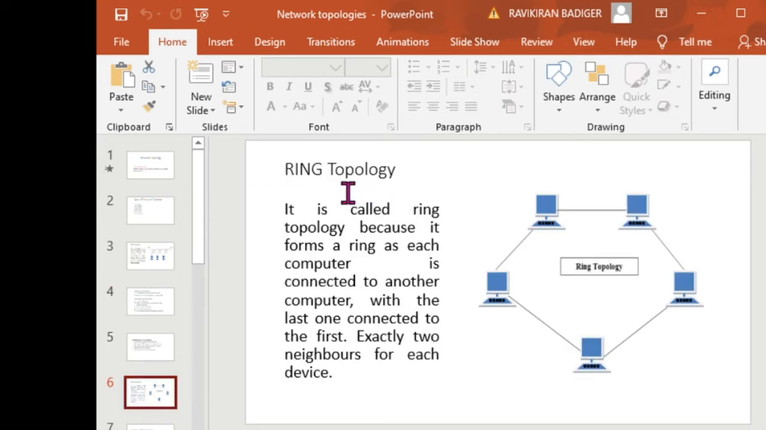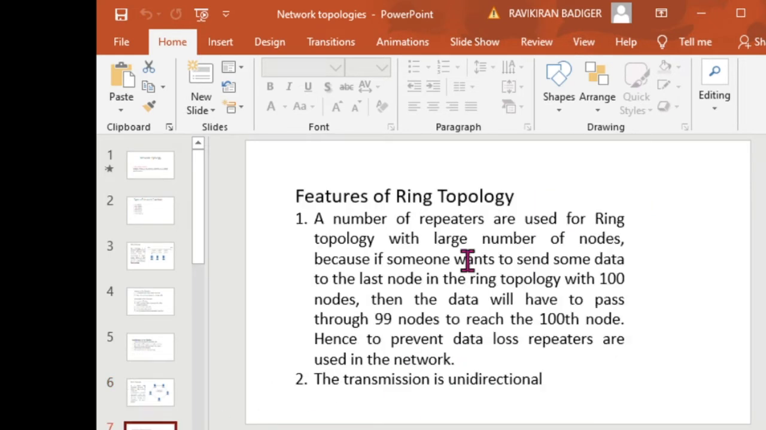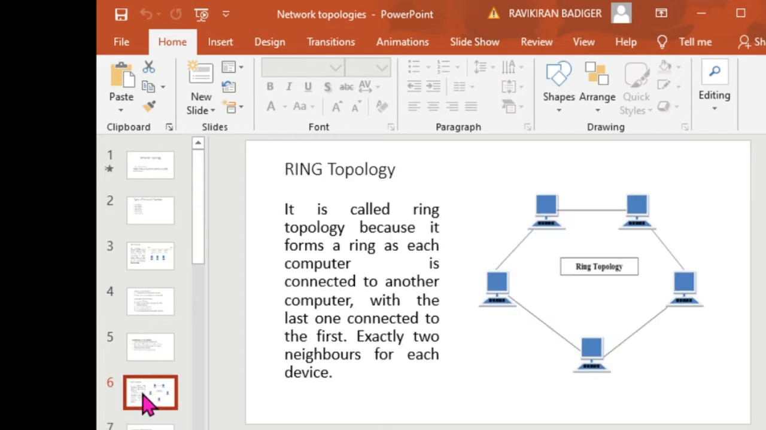The second one is ring topology. So what is ring topology? It is called ring topology because it forms a ring-like structure. The computers are arranged in such a way as to form a ring. And in this ring topology also the data transmission is in only one direction.